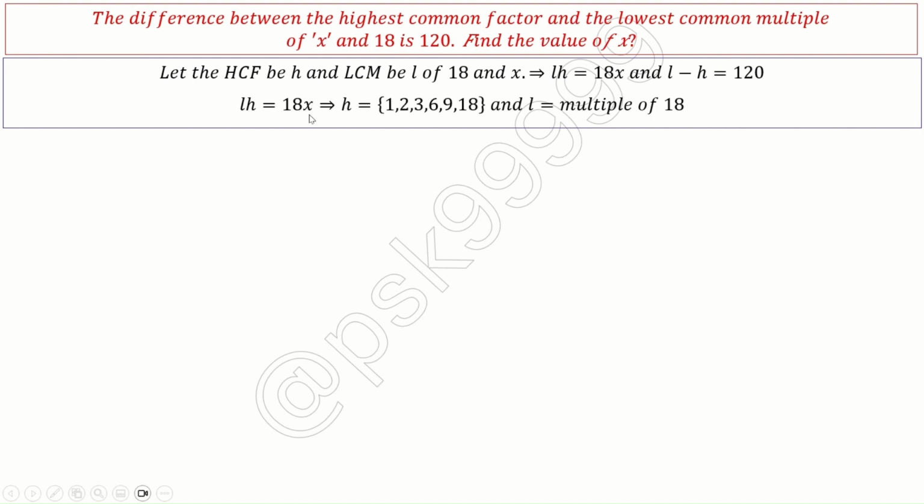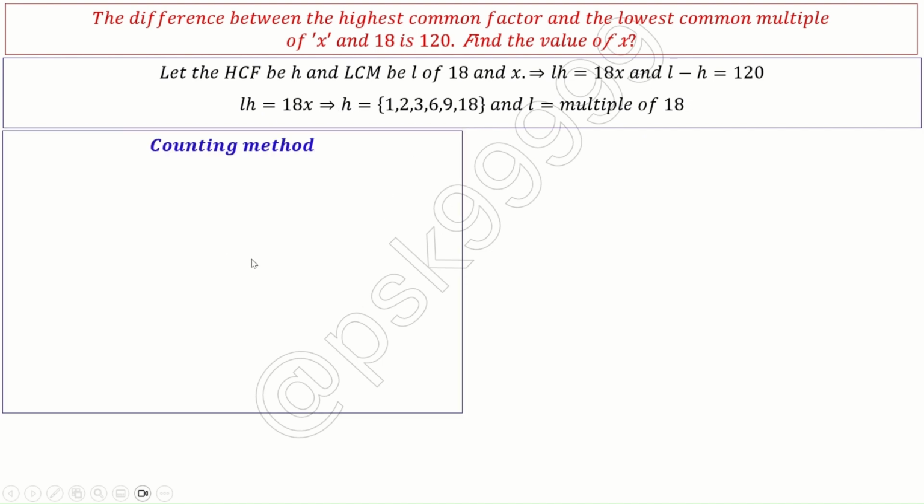Now LH equals 18x, which implies H, that is HCF, has to be one of the factors of 18 only, correct? So it has to be 1, 2, 3, 6, 9, 18. Only these are possible. And LCM, that is L, is a multiple of 18. Once you remember this, it is a very simple problem. LCM should be a multiple of 18, H should be one of these. Now establish the equation.